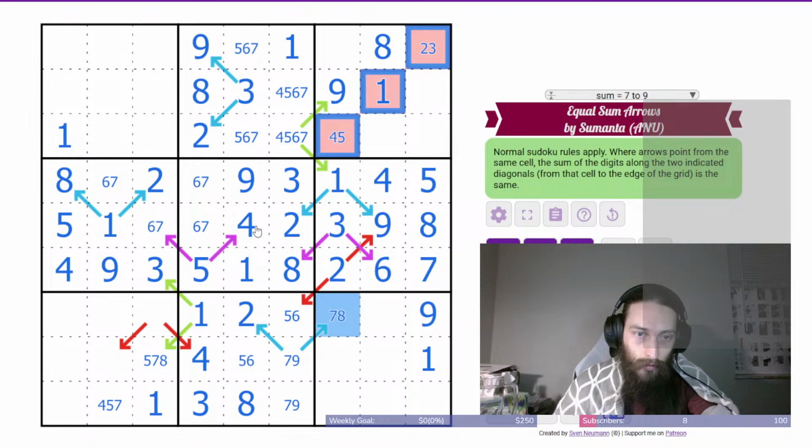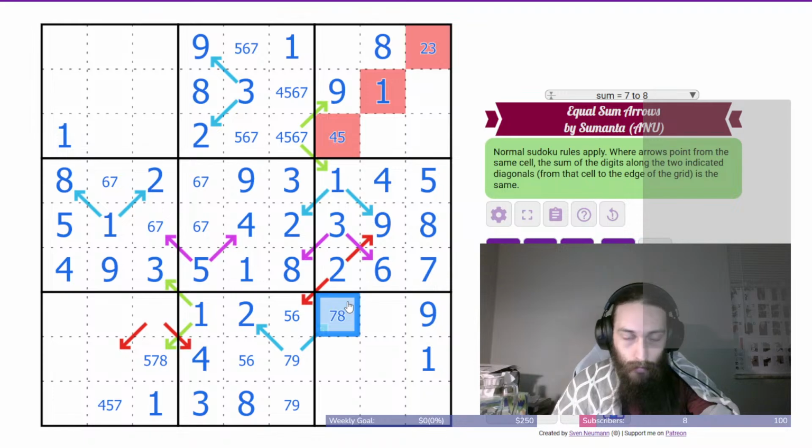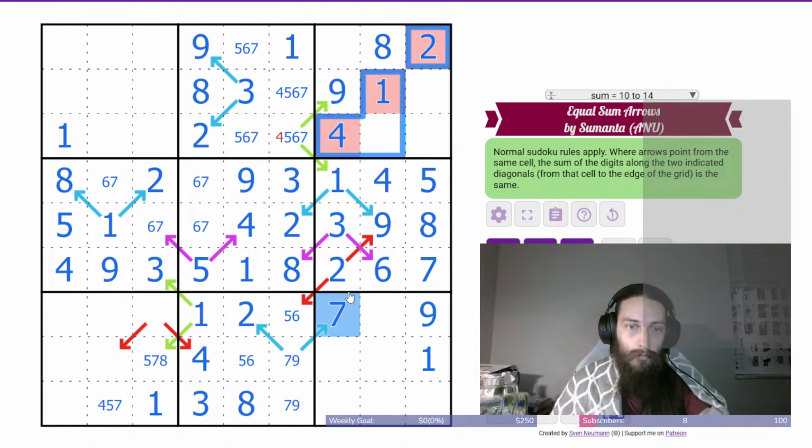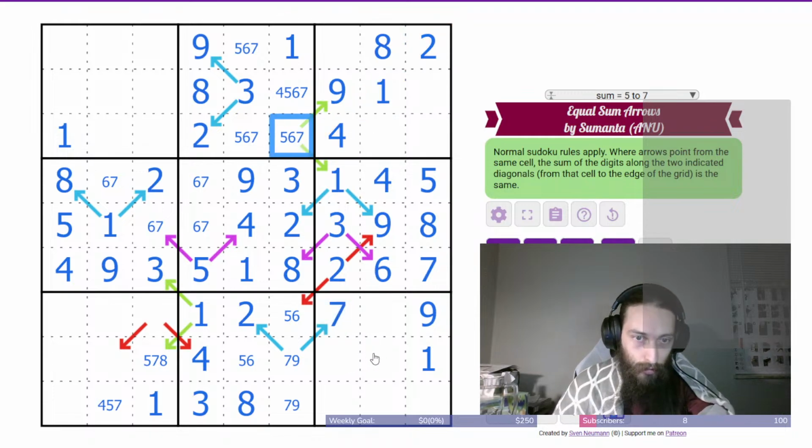Subtract. Excuse me, this is 14. So right, these are 7. So we've got a 7 right here, and a 2 and a 4. Once I slowly do the math there, 5, 6, 7 triple in box 2.